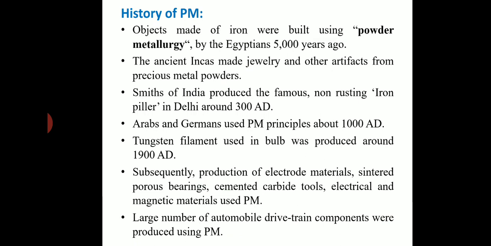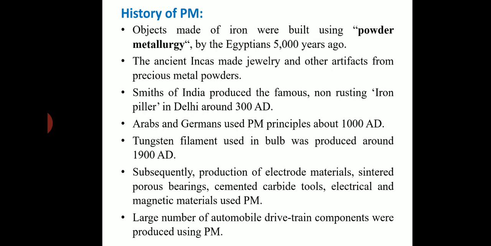Then we need to study about the history of powder metallurgy. The metals with a high melting point such as iron entered the scene about 7,000 years before furnaces capable of reaching temperatures close to the melting point were available. This implies that objects made of iron were built using powder metallurgy, which was introduced by Egyptians about 5,000 years ago.